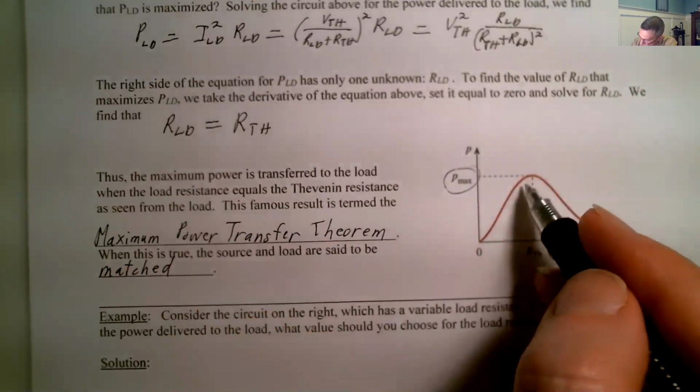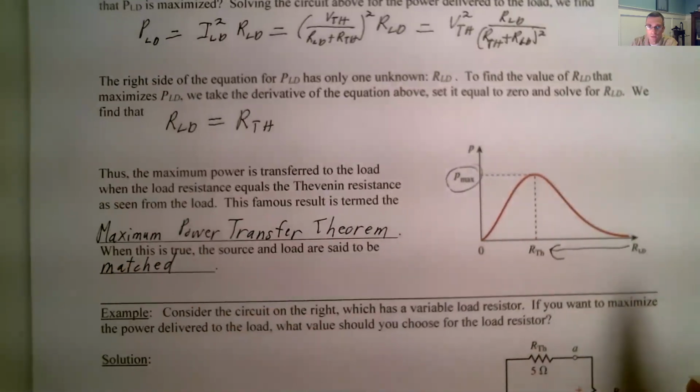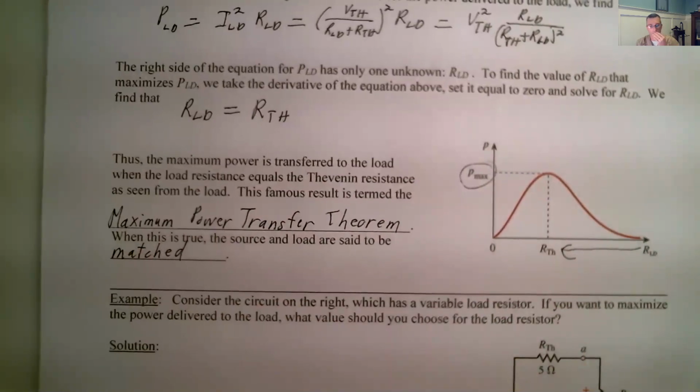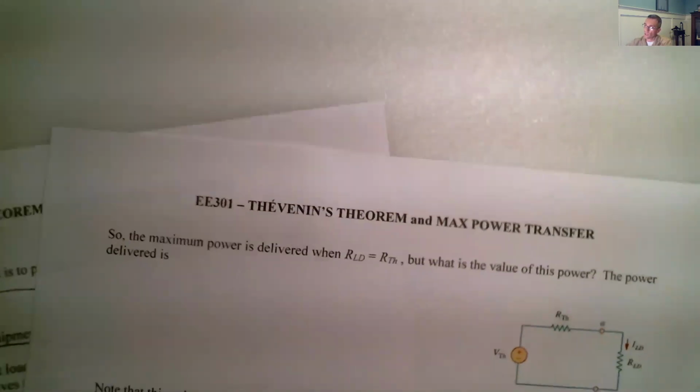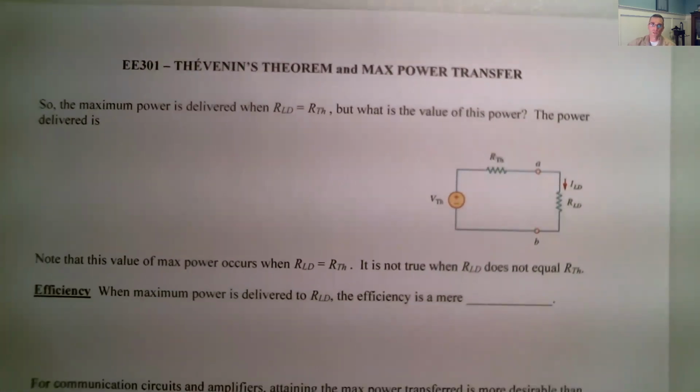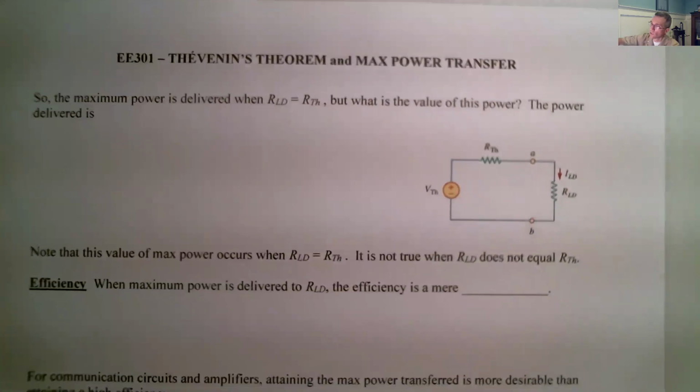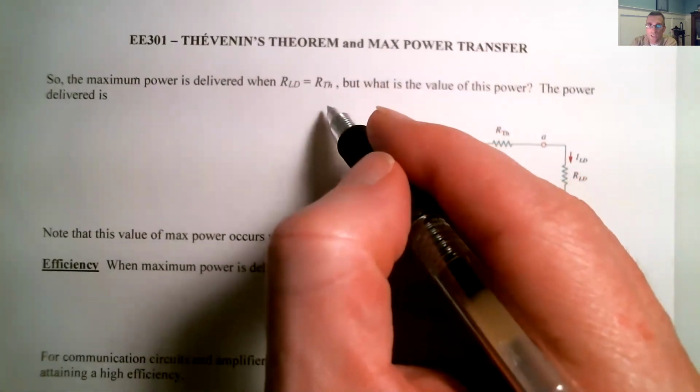So you get maximum power when R load is equal to RTH. It goes up and it peaks right there. We'll probably demonstrate this in a lab. So what does that mean for us? Let's continue on. I'm going to keep going with some discussion here, and I'll come to an example in a little bit.